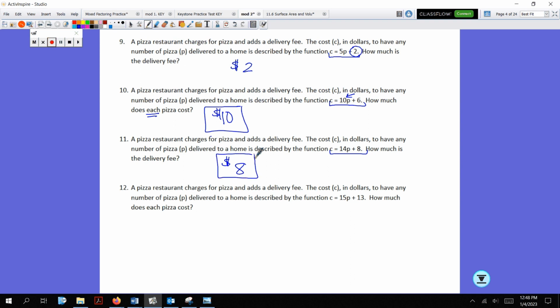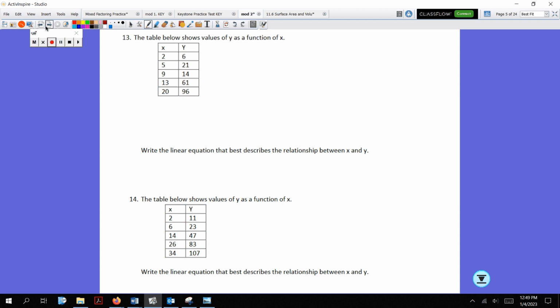Number 12, here's my equation. Well, we know 15 is the cost of the pizza, and the $13 is the delivery fee. How much does each pizza cost? $15. It's very easy once you understand, when you see an equation like that, what the things represent. So slope is always per or each, it's a rate. All right, number 13.